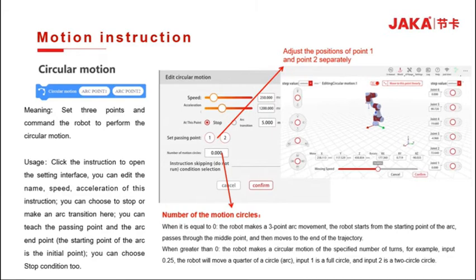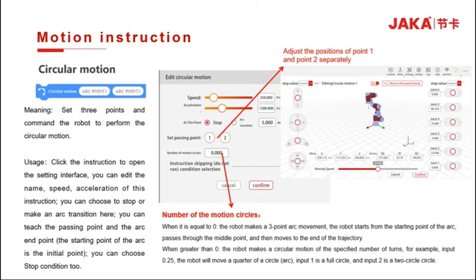Then the second one can be edited to choose to stop at this point or arc transition as we saw previously. Then the third is to set one of our passing points, that is to say the middle point of our arc movement and our end point. Click on icon 1 or 2 and then it will jump to our robot teaching interface. Let's try teaching our robot's position and then click OK to return to the interface of our arc motion editing.